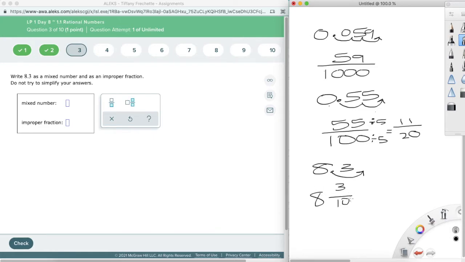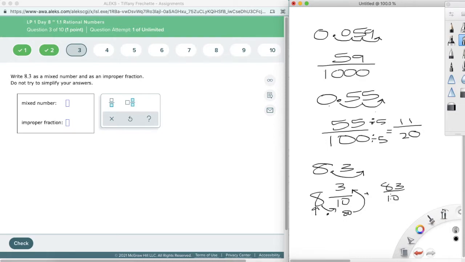An improper fraction, I take my mixed number and I say, okay, well, these 8 pieces here, for each one of them, there's 10 pieces in it. That's what the bottom of the fraction means, your denominator. So 8 times 10 gives me 80. So I have 80 pieces here. And I have to make sure I add that back to the top because I have 3 pieces on the top also. So 80 plus 3 is 83. And that will be over 10.